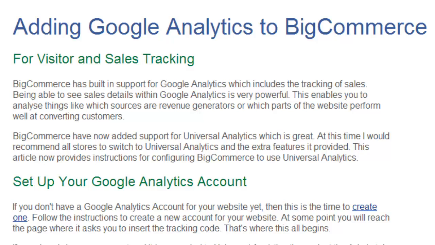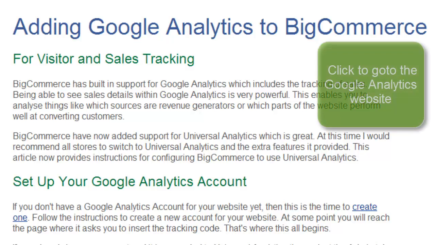So the first thing you have to do is create a Google Analytics account. I won't go into the details on how to do that here, but go to Google Analytics on the web and start creating your account. At some point when you're creating your account, Google will be showing you some tracking code that you need to insert into your website. At that point, stop and we will continue from here.